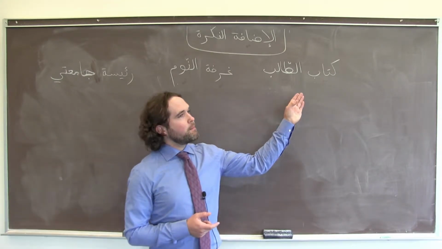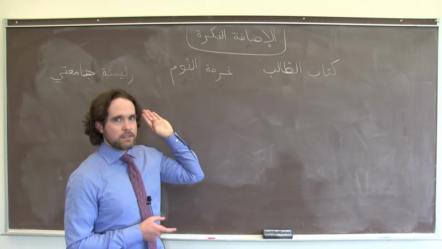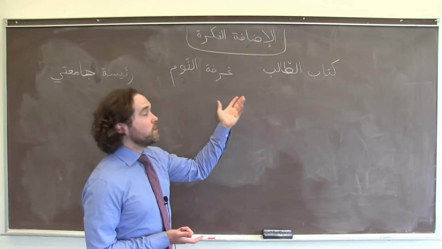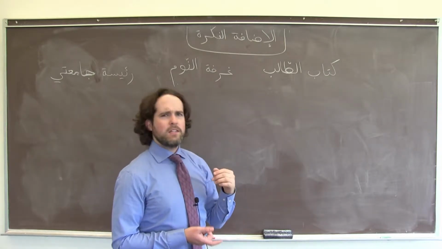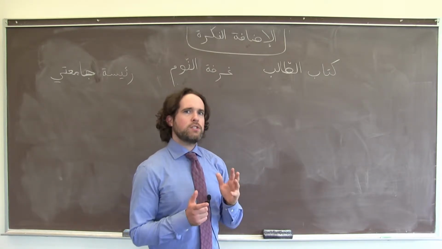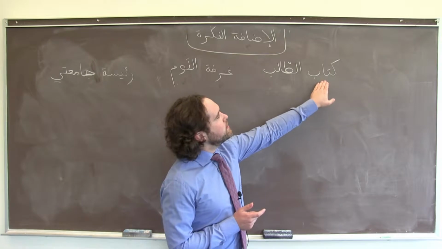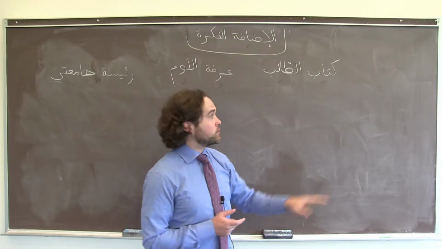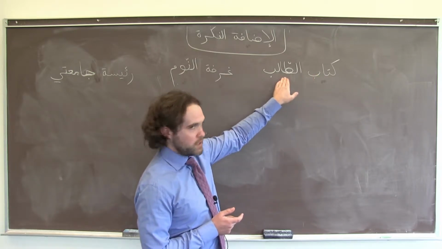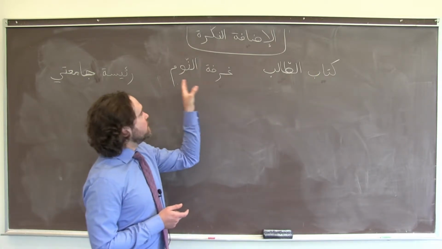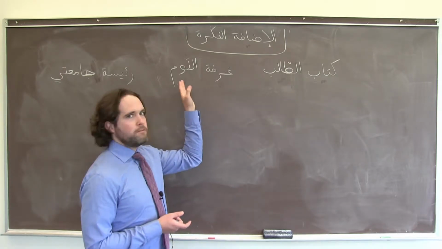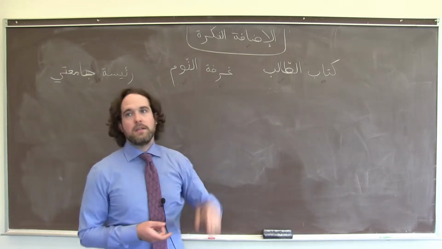Here are some simple examples. All of these are currently definite. Kitab al-Talib, the student's book, or the book of the student. The book of the student sounds a little strange in English, but in Arabic, we're forced by the rules of making an idafa to keep that structure. Kitab al-Talib, the book of the student. Ghurfat an-nawm, the bedroom, or literally the room of sleeping, the room of sleep.